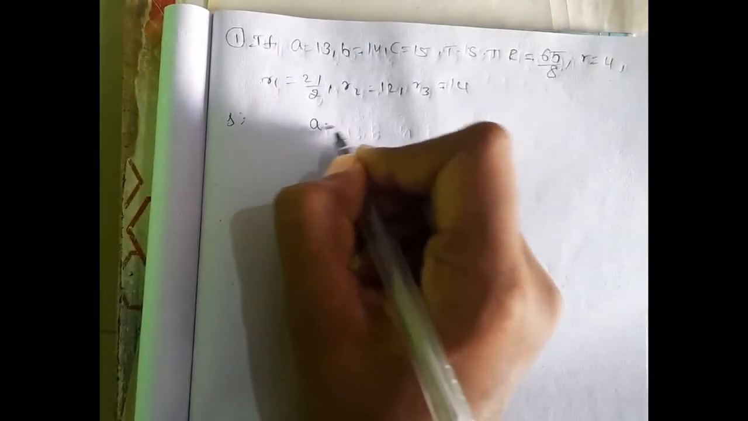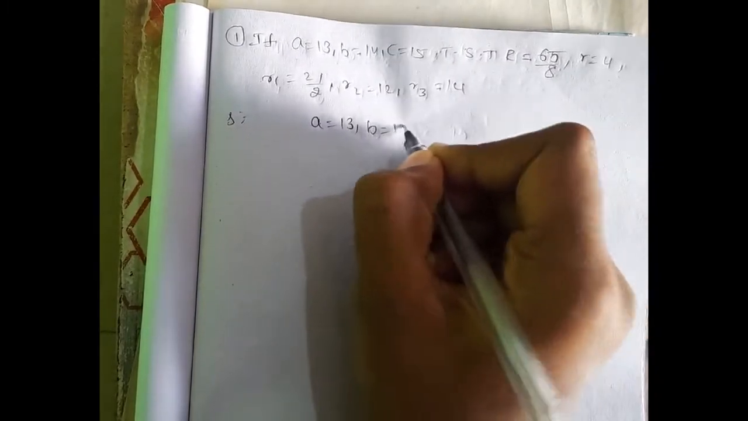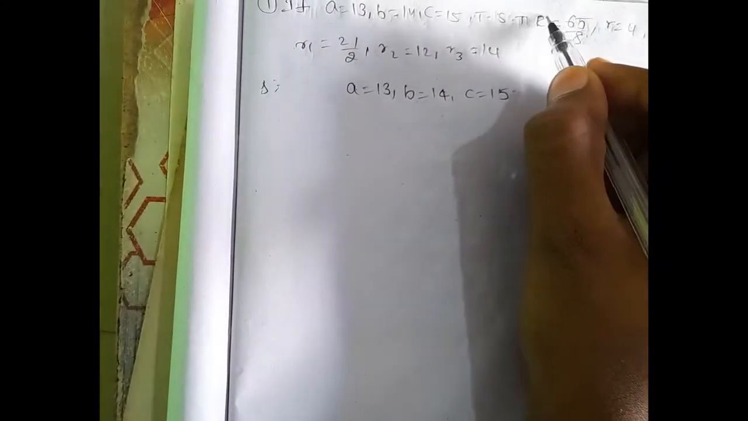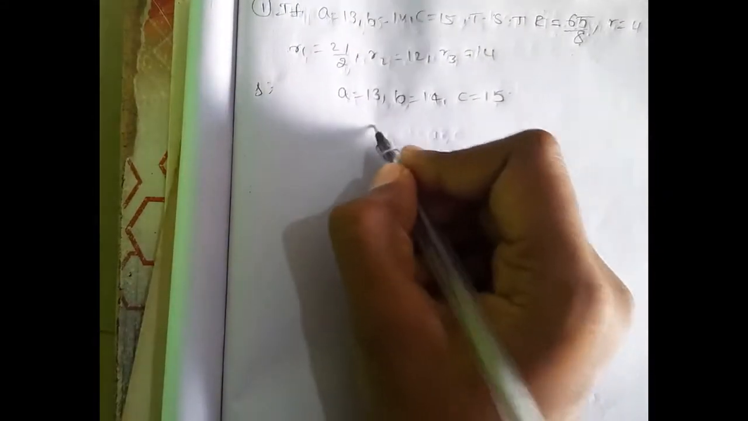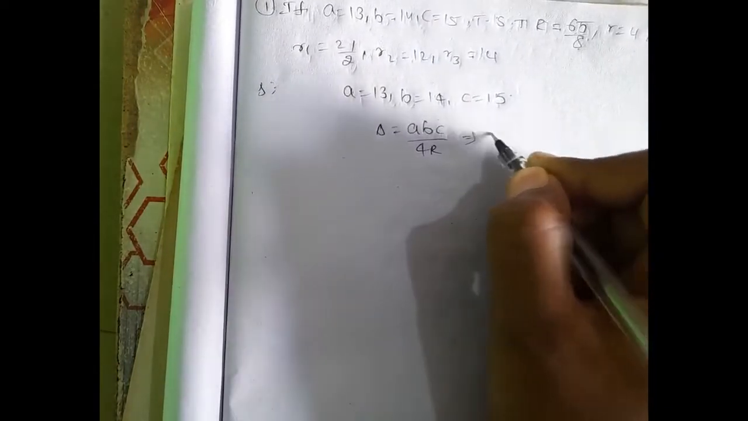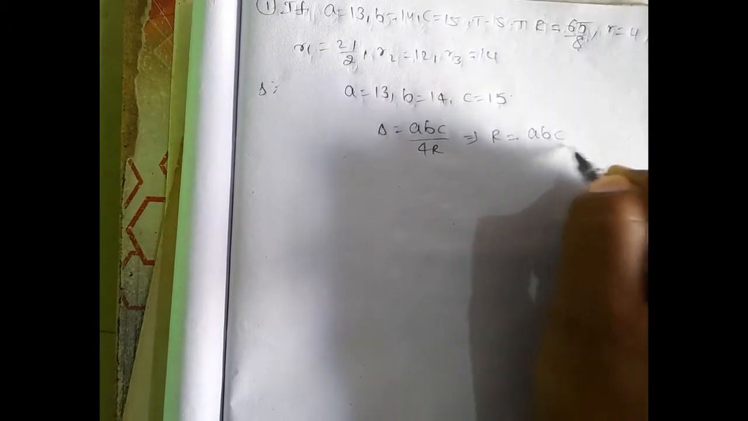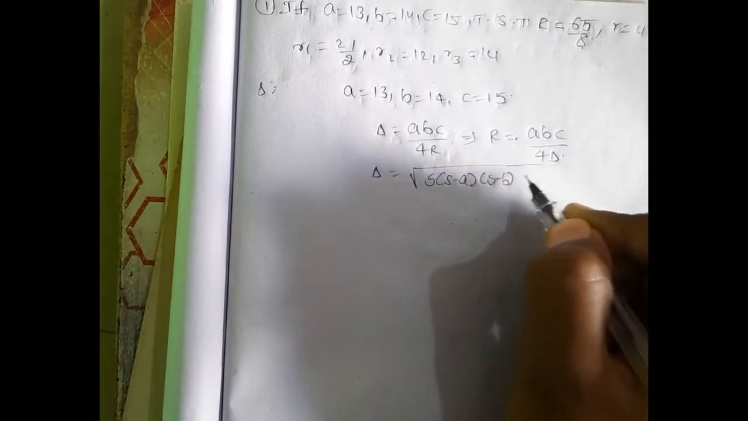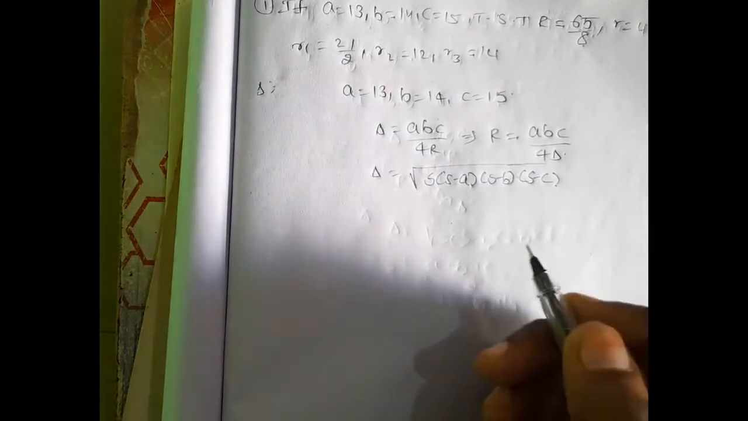The given values are a equals 13, b equals 14 and c equals 15. Now we are asked to prove R equals 65 by 8. Where do we get R? In the formula of area of triangle, abc by 4R. From this we can write R as abc by 4 delta. Now what is the formula of delta? Delta equals under root of s into s minus a into s minus b into s minus c.